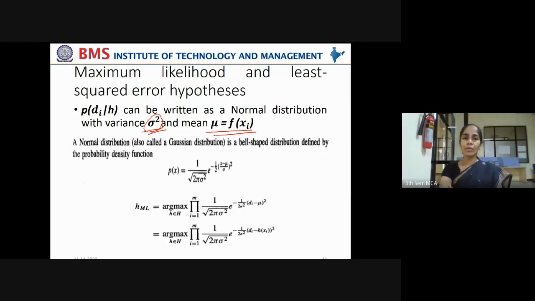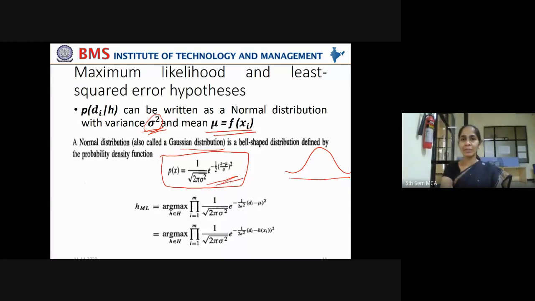Okay. Now a normal distribution is also called a Gaussian distribution. Do not get confused when we say Gaussian distribution. Gaussian distribution is the normal distribution, with a bell shape. It is a bell-shaped distribution defined by the probability density function. This formula is given for the Gaussian distribution. You have to remember it. From this you can derive other calculations, but the basic formula you have to remember.